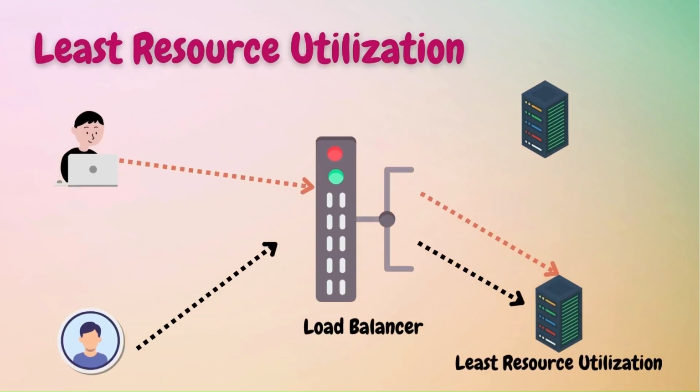Similar to least connection, least resource utilization algorithm directs a request to the server with the lowest resource utilization, such as CPU load or memory usage. By distributing load based on server health and capacity, it helps prevent server overload and ensures efficient resource allocation.